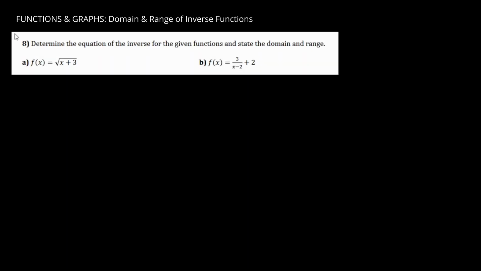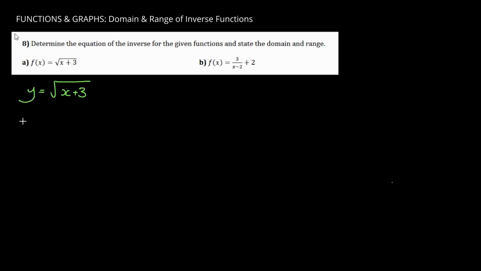Okay, we've got another question here about inverse functions and specifically about their domain and range. Remember, domain is the x direction and the range is the y direction. Let's have a look at it.